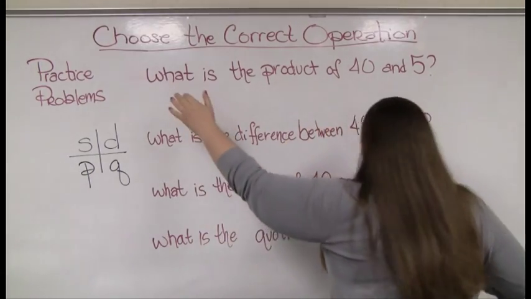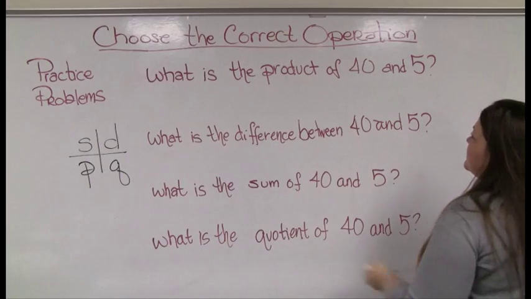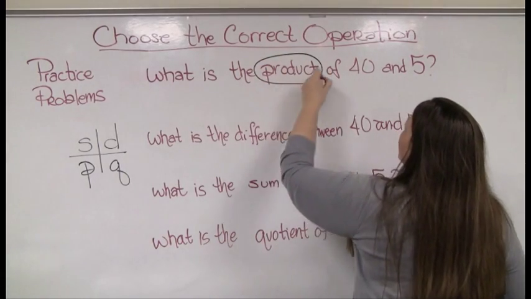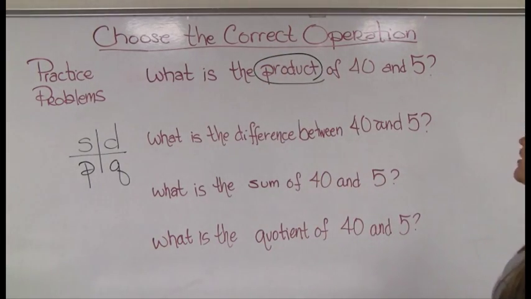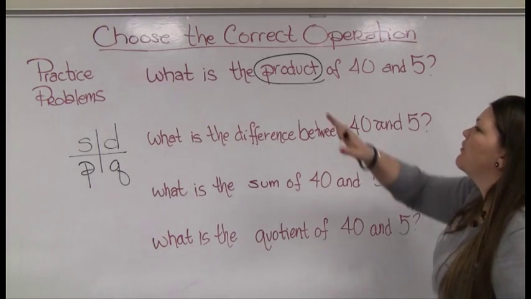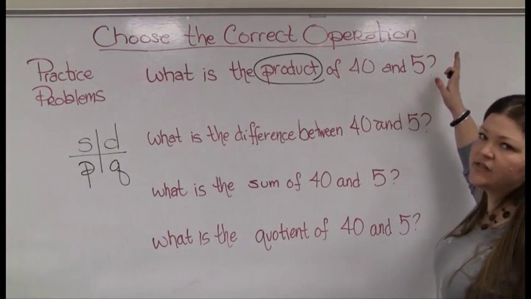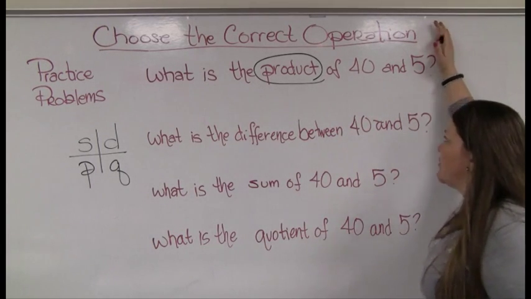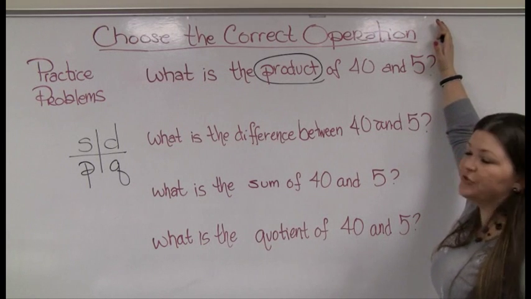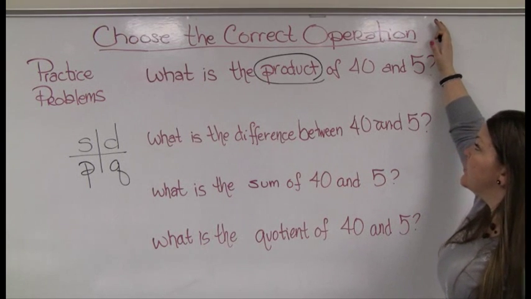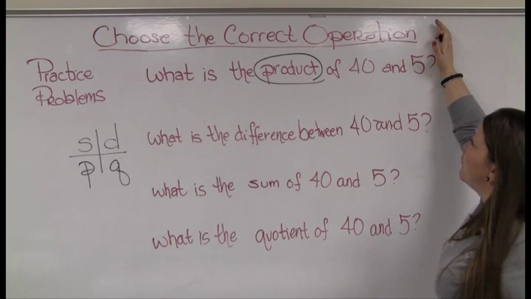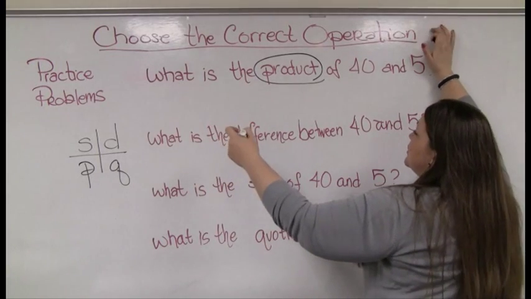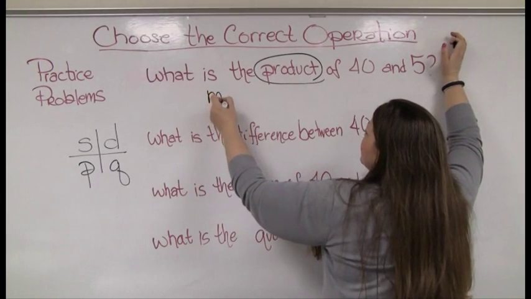Okay, so if I ask you what is the product of 40 and 5, what am I asking you to do? I want you to choose the correct operation, and that's all you need to do for these problems. You just need to tell me what I'm supposed to do. You don't even need to do the work yet. So if I ask you what is the product of 40 and 5, the correct operation here would be multiply.